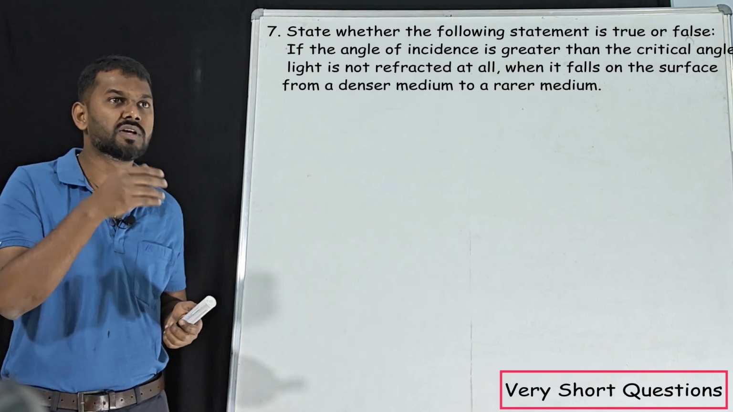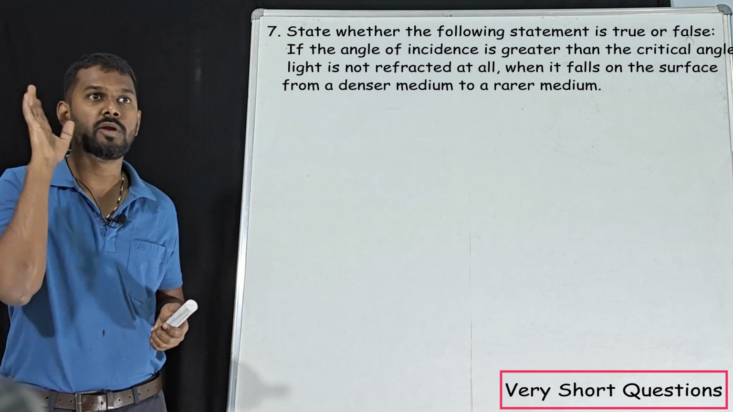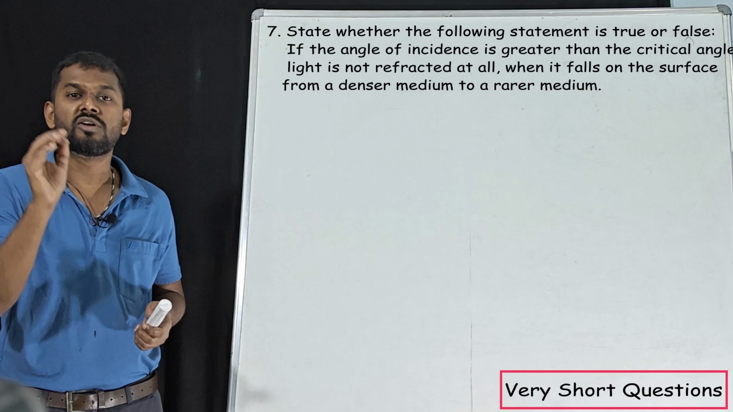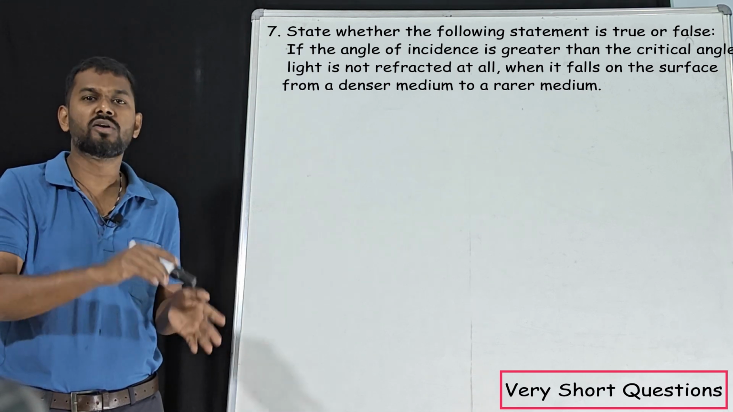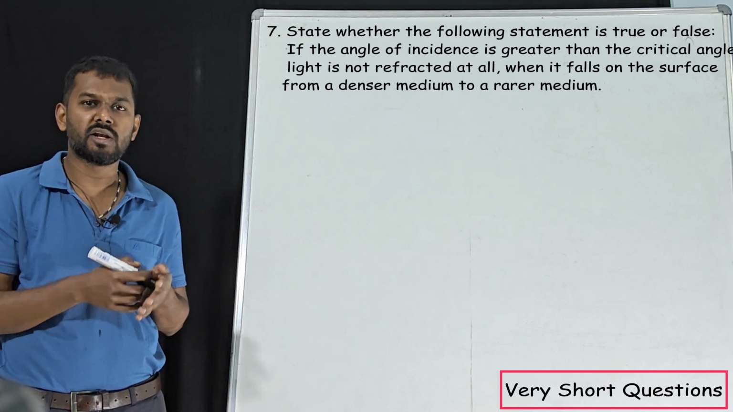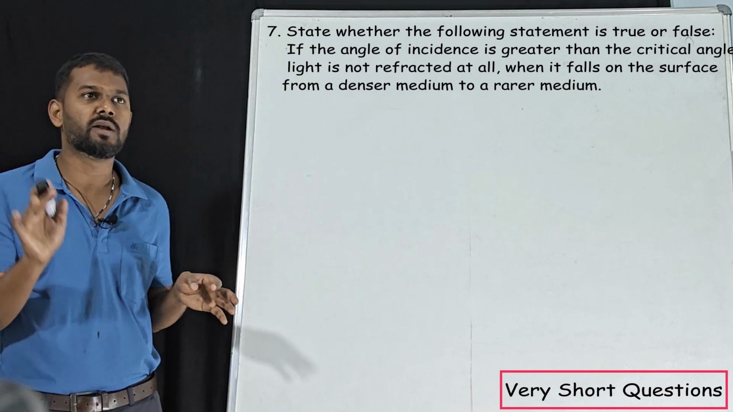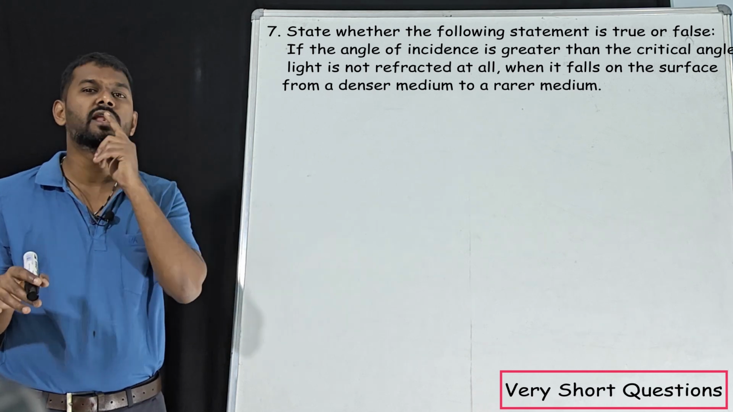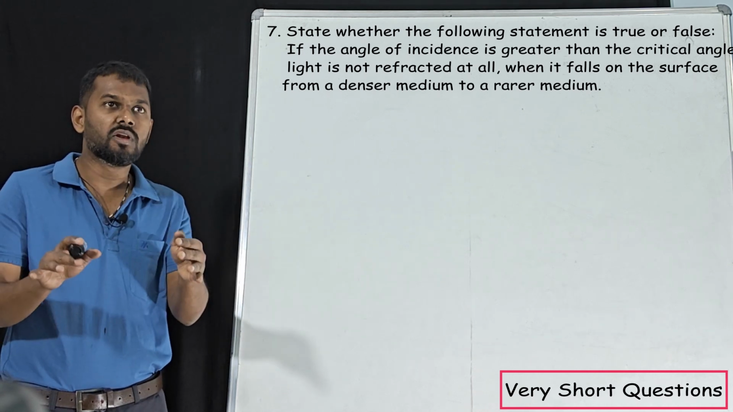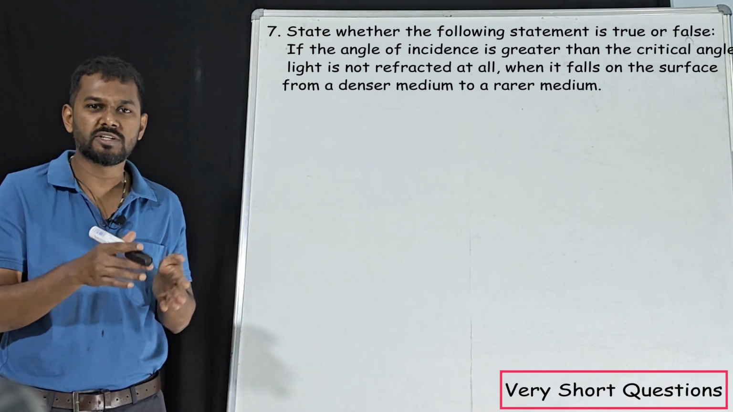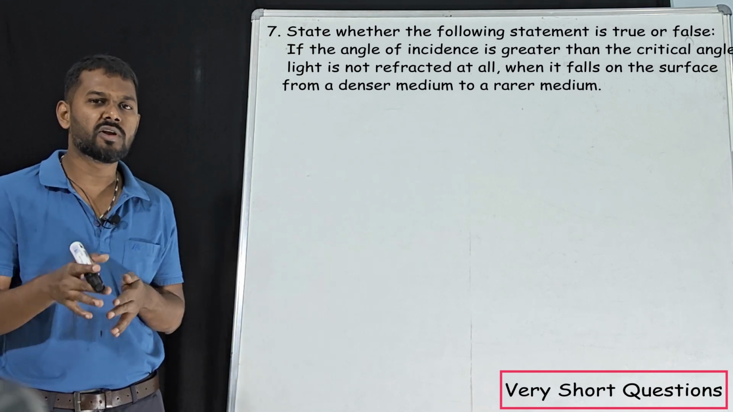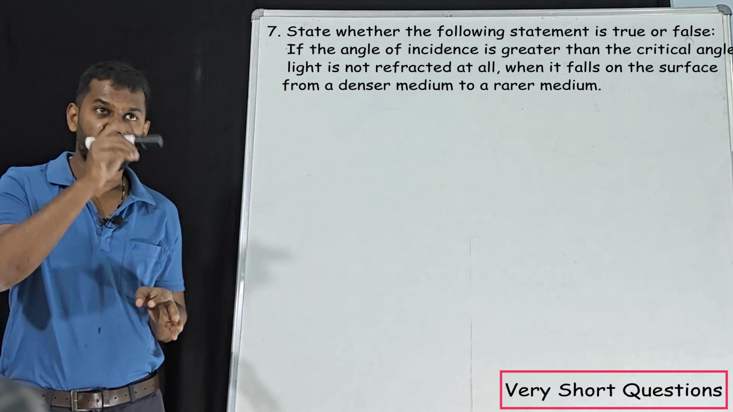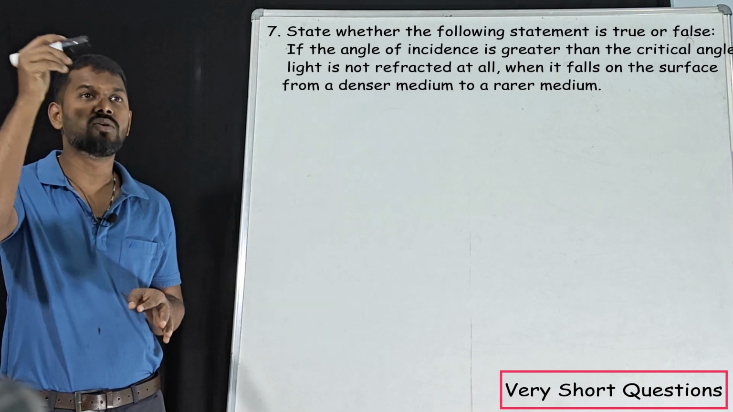Next, when it falls on the surface from a denser medium to a rarer medium, this is a very important condition. The light ray has to go from denser to rarer. If it is passing from rarer to denser, critical angle and total internal reflection will not come into the picture. Keep this in mind. Only if the ray passes from denser to rarer do we have to see whether the angle of incidence is greater or lesser. If it is from rarer to denser, we don't have to think about all these things. It is always refraction.